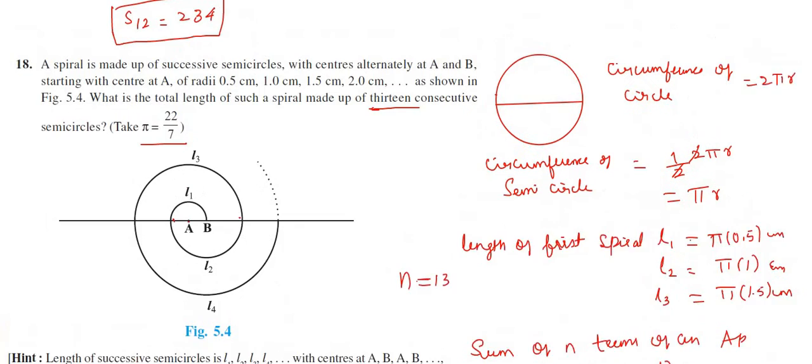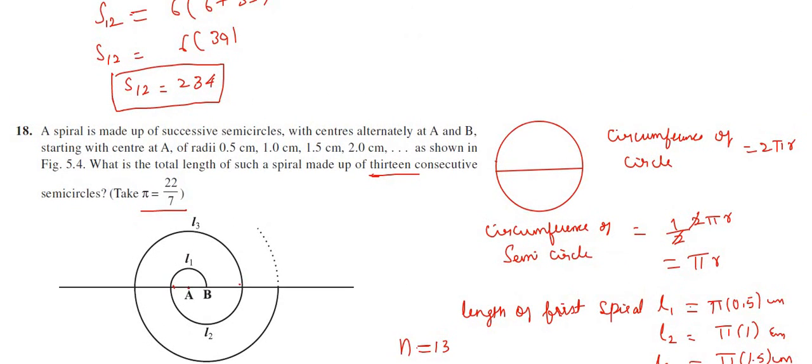Okay, so I'll explain this once again, because this is one of the different type of problem. Now they gave a circle. So first read the question completely and understand it completely. A spiral is made up of successive semicircles with the center alternately at A and B, starting with center A, of radius 0.5 centimeter, 1 centimeter, 1.5 centimeter, 2 centimeters.